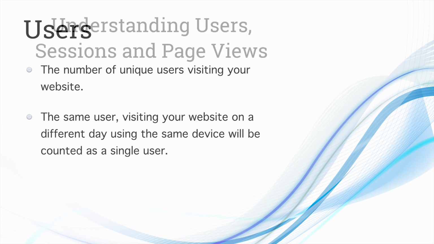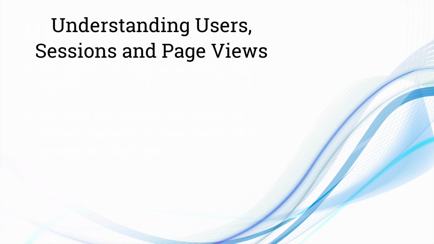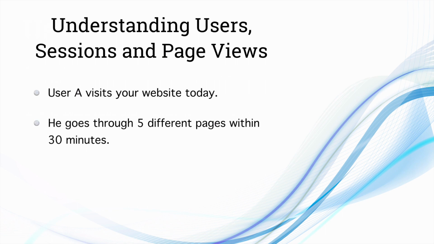So to understand users, sessions and page views, because these are terms which are usually confused with one another, let's go ahead and look at an example. So let's say user A visits your website today. He goes through 5 different pages within 30 minutes. Then it is counted as one user, one session with 5 page views.